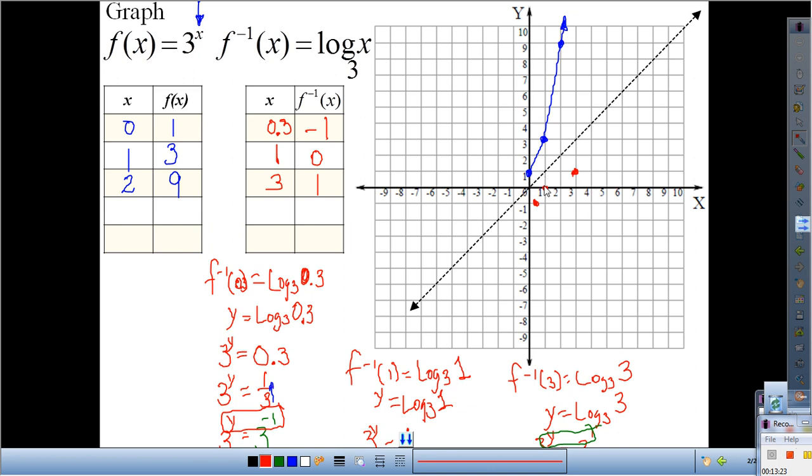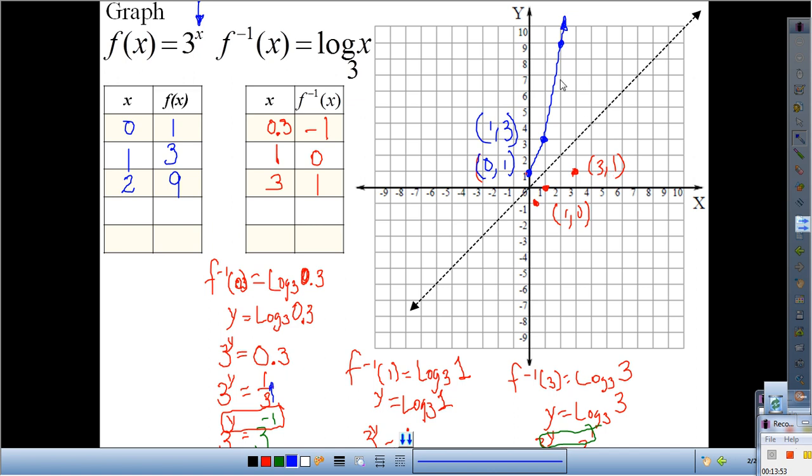Look at this point and this point. Let me give you the coordinates of this one. This is 1, 0. Coordinates of this one is 3, 1. Let's look at the inverse. This is, let me change colors, 0, 1. And this is 1, 3. Look at these.